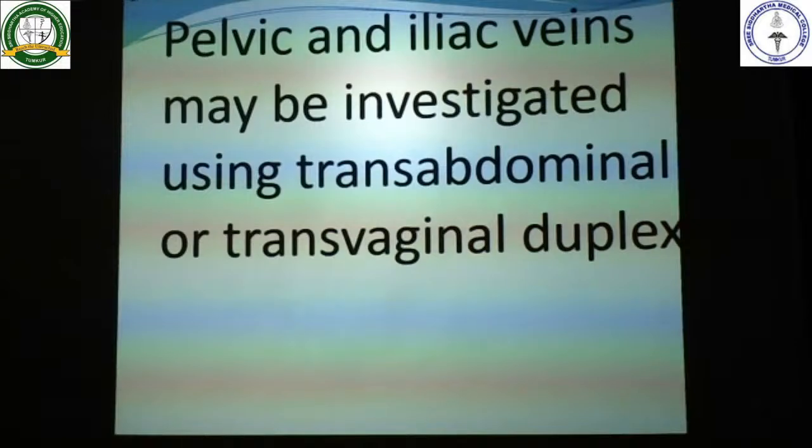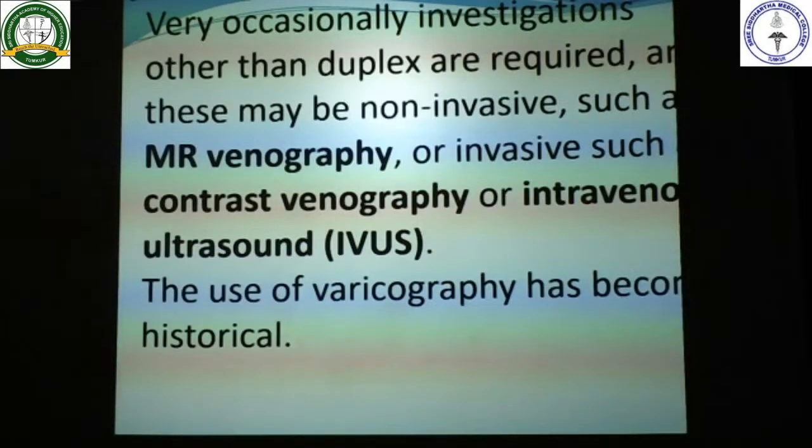The pelvic and iliac veins may be investigated using trans-abdominal or trans-vaginal duplex ultrasound. Usually the duplex ultrasound is done via trans-abdominal or trans-vaginal routes, especially to detect any pelvic pathologies. Very occasionally, investigations other than duplex are required, and these may be non-invasive such as MR venography, or invasive such as contrast venography or intravenous ultrasound.